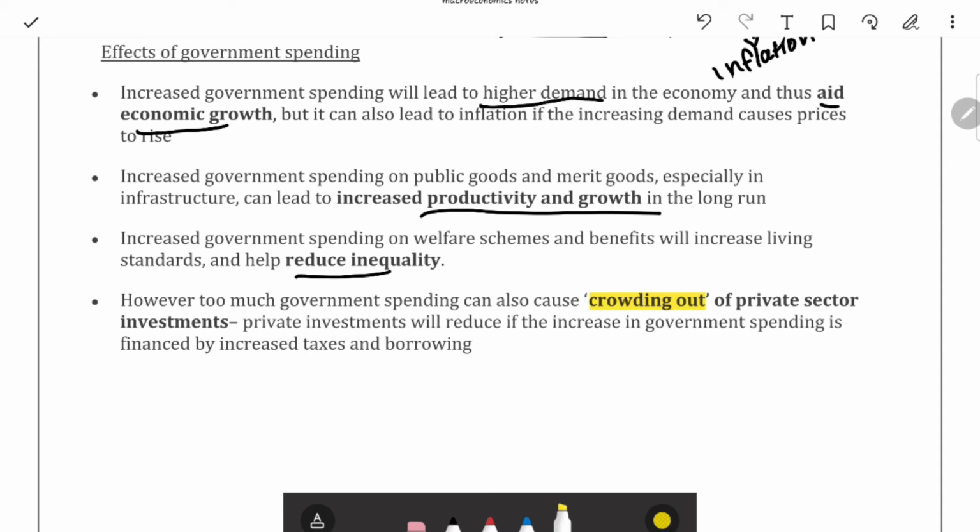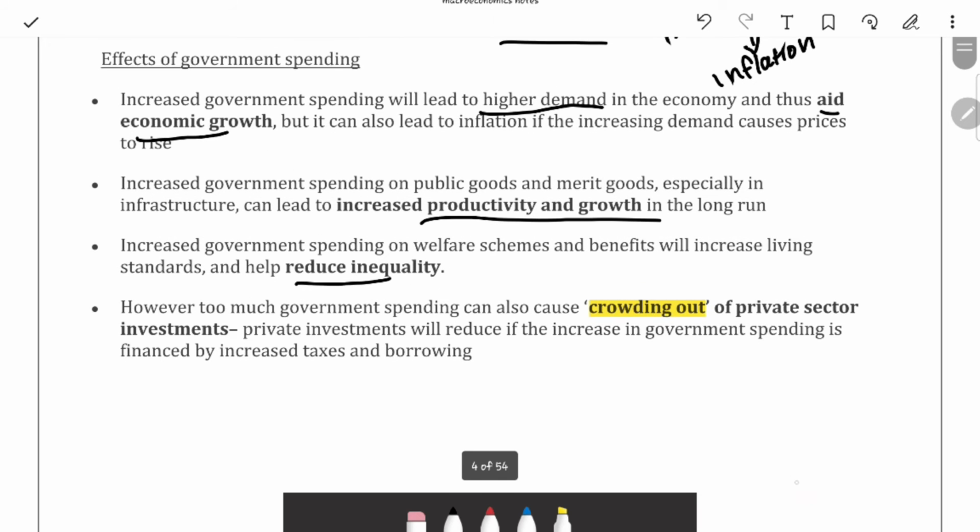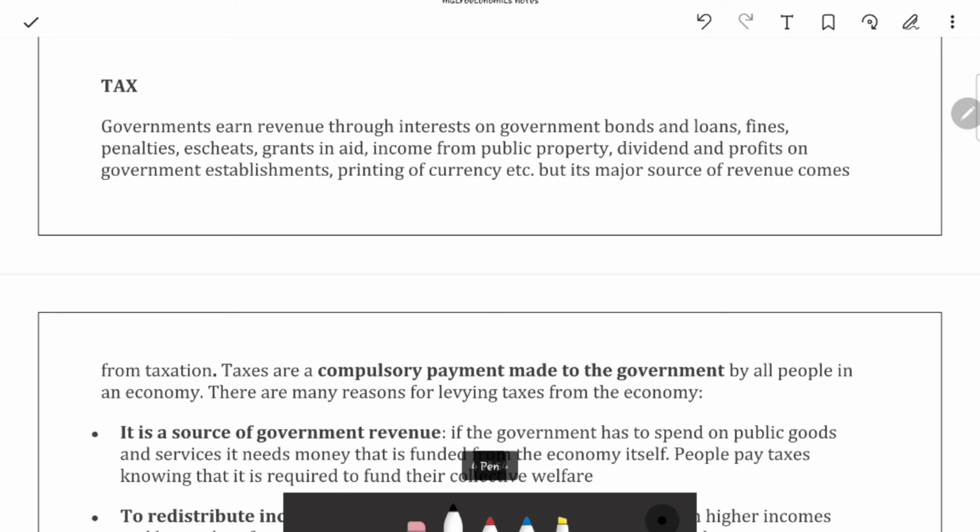So that's what we call crowding out, when you rely too much on the government. Okay, so that was that, and now we're going to be having a look at tax. So now we look at tax.